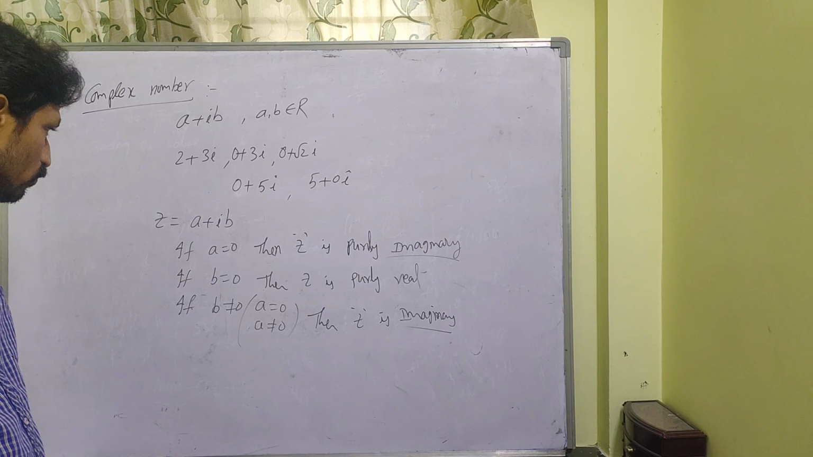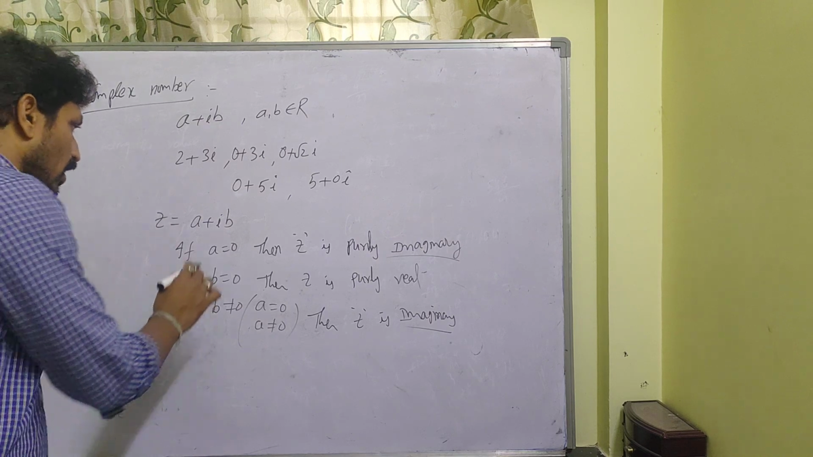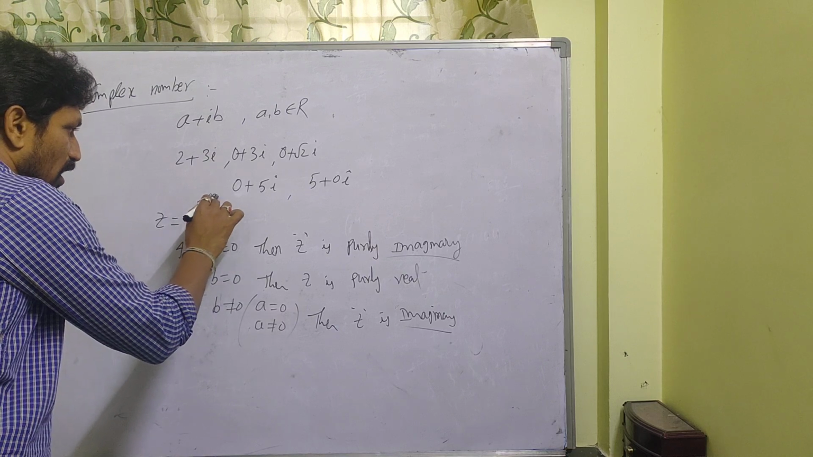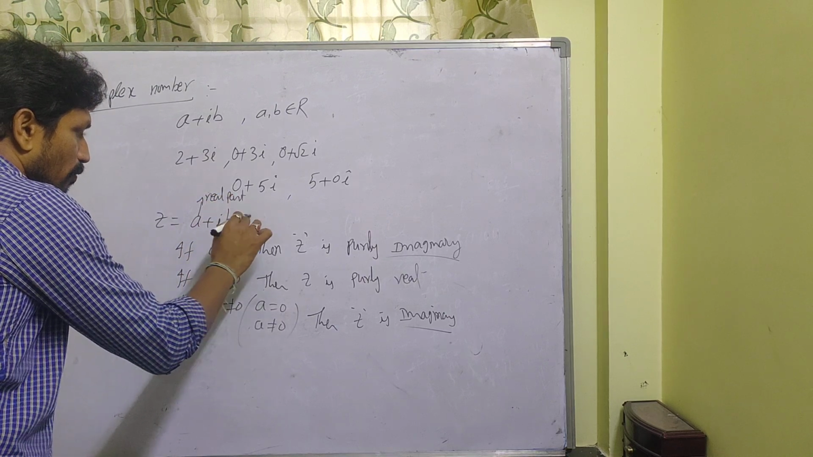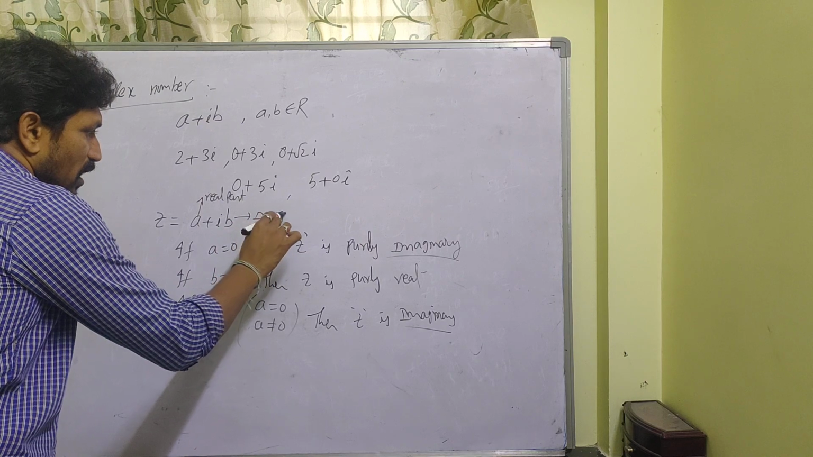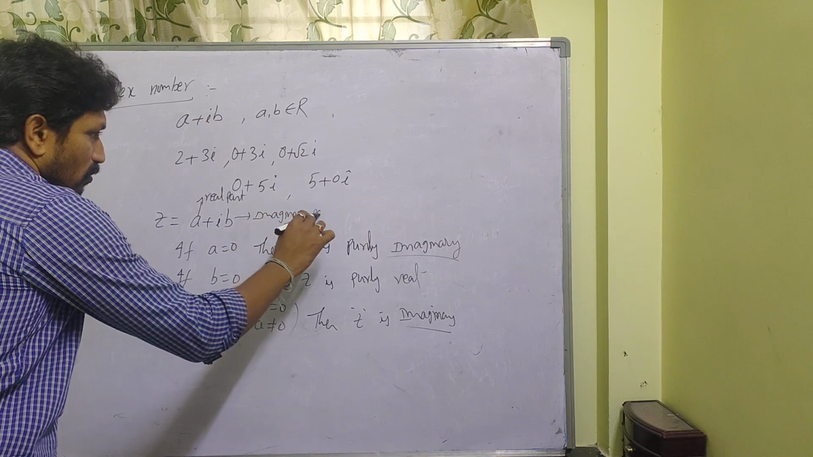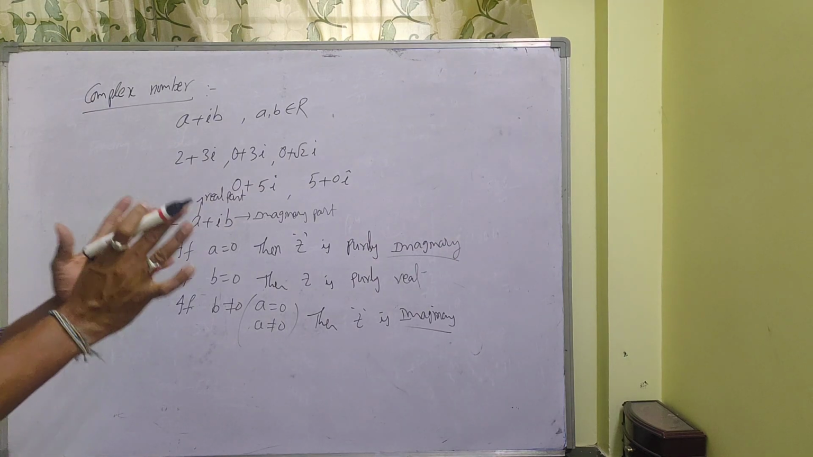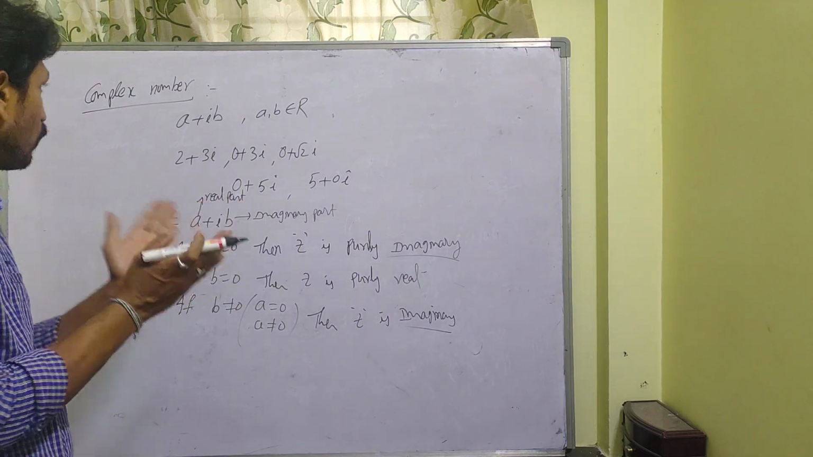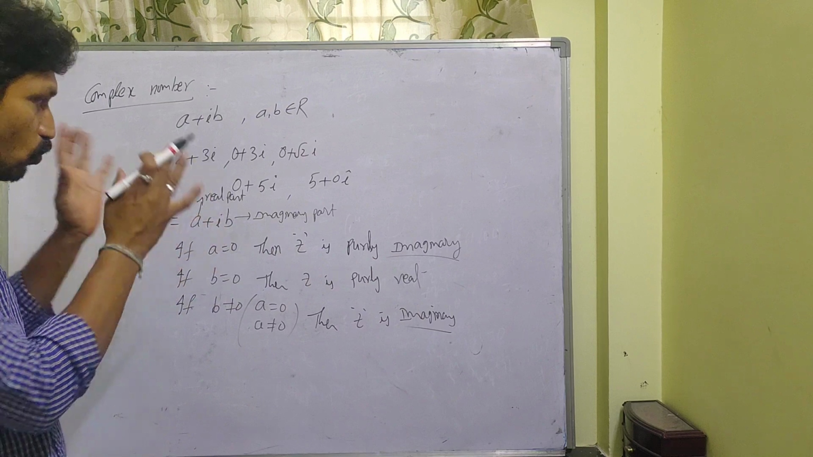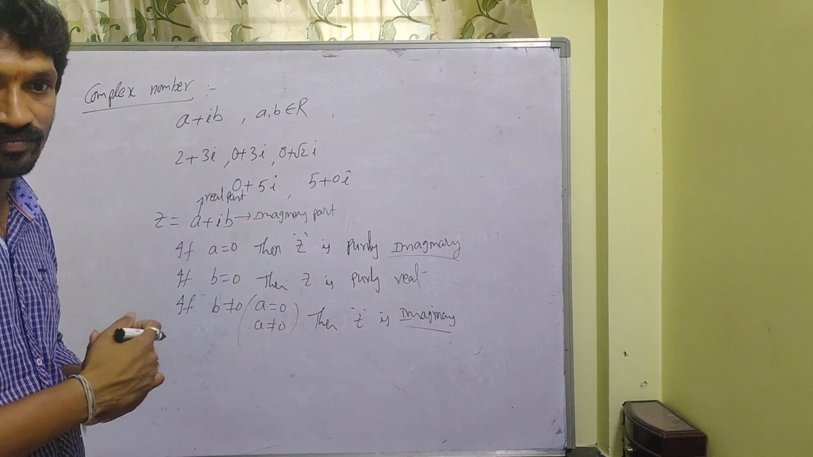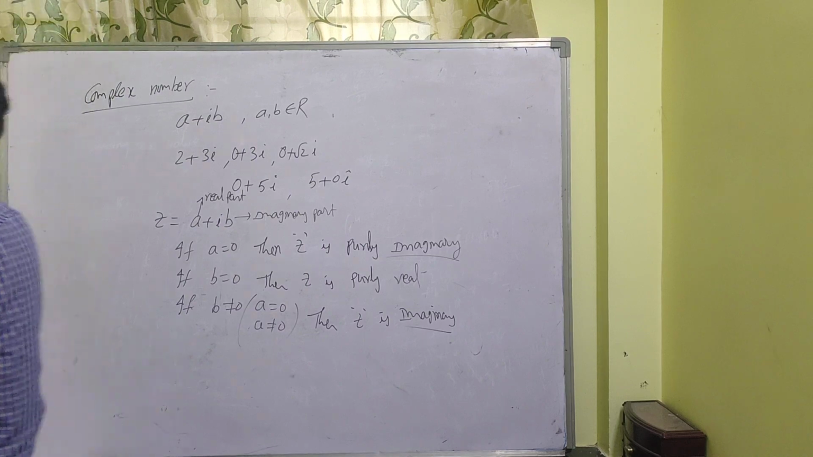See here, one thing you remember. In a plus ib, a is called the real part, and b is called the imaginary part. Just remember. I just give some basics of complex numbers only, because this total topic of complex numbers we will discuss in second year.